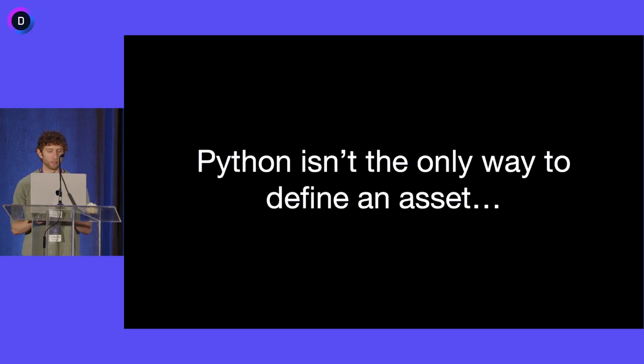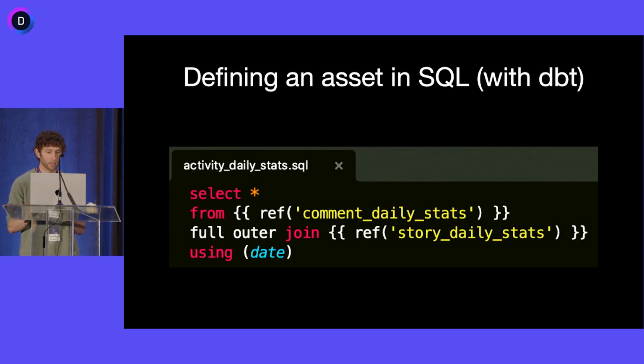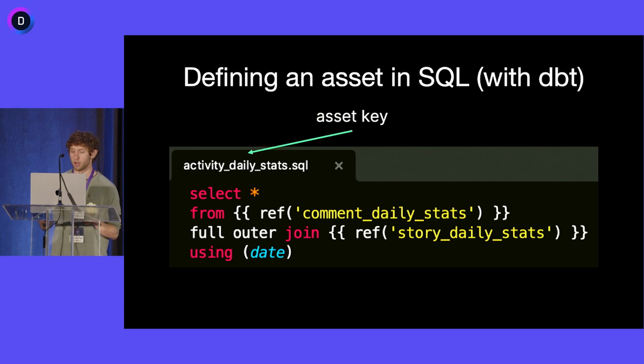But decorating a Python function isn't the only way to build a software-defined asset. So if you want to define an asset using SQL, a DBT model actually fits all the criteria that we talked about for a software-defined asset. Let's walk through one. This activity daily stats asset has the same core components as the Python asset. The name of the file, which determines the name of the DBT model, is the asset key. The select statement is the op.